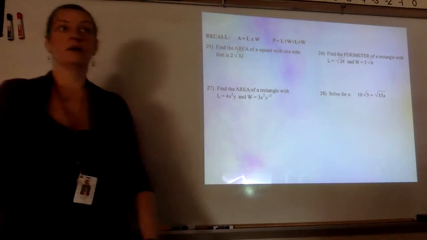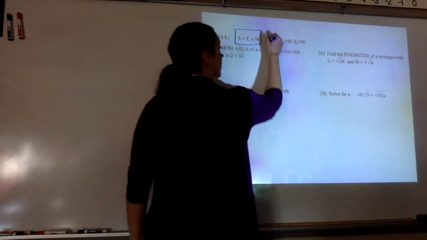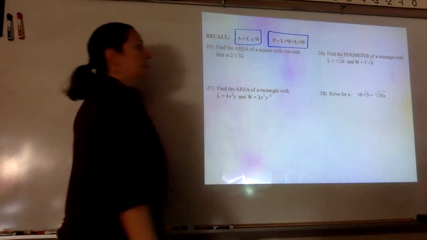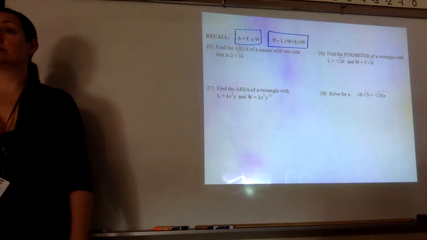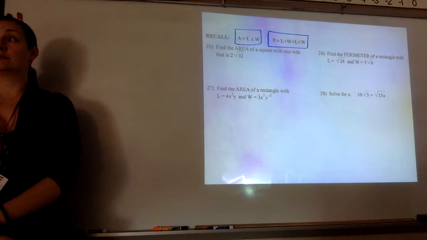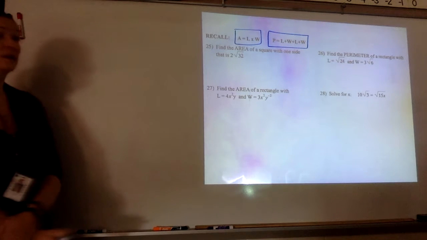Here we go. Take a look up here. 2 formulas. What does A stand for and P? Area. Perimeter. Okay. Length times width. Length plus width plus length plus width. I just did 2 and then times 4. Correct. And then I got 32.